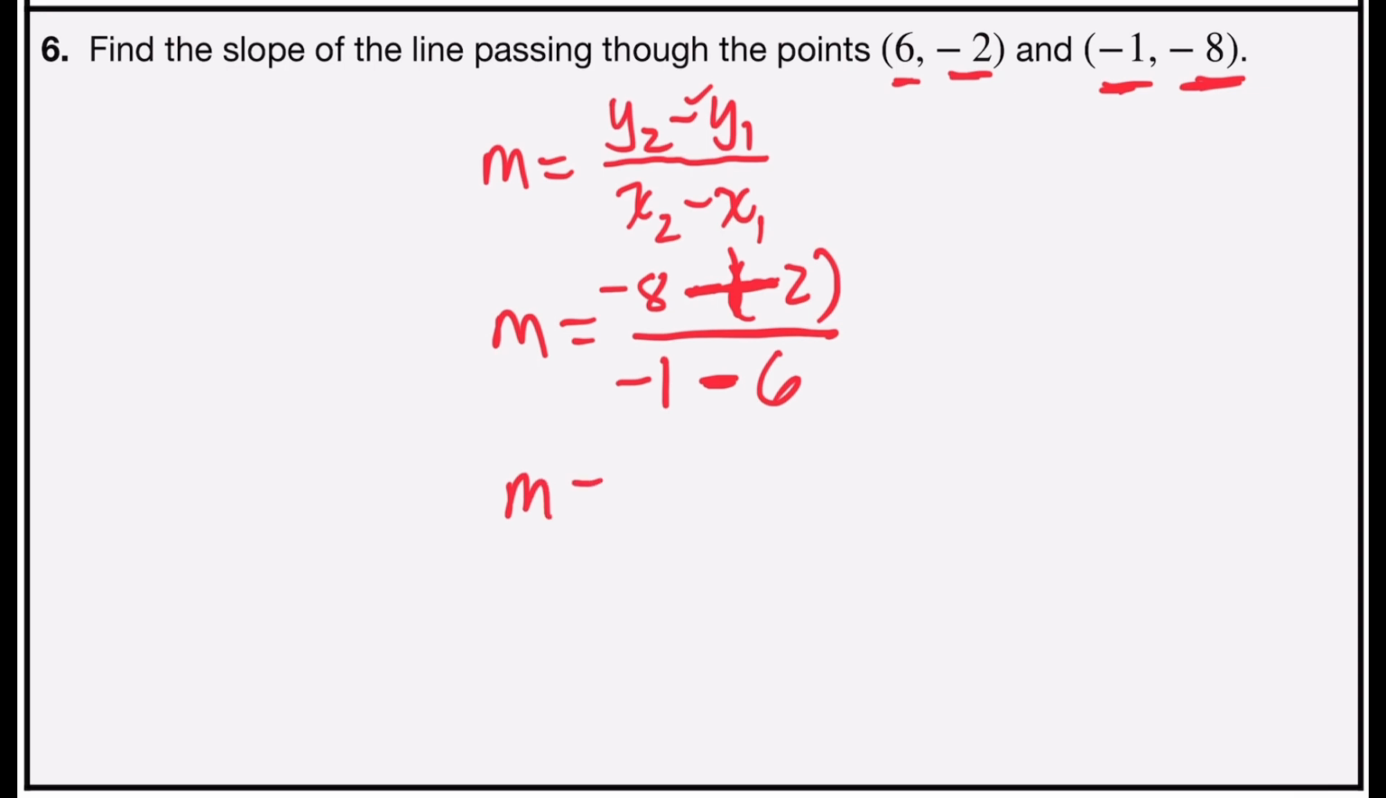So now I'll do my additions and subtractions. -8 plus 2 is -6, and -1 minus 6 is -7. 6 cannot be divided by 7 cleanly, so all I can do is express this fraction since it can't be reduced. However, a negative divided by a negative is a positive, so that means the slope of this line would be 6/7.